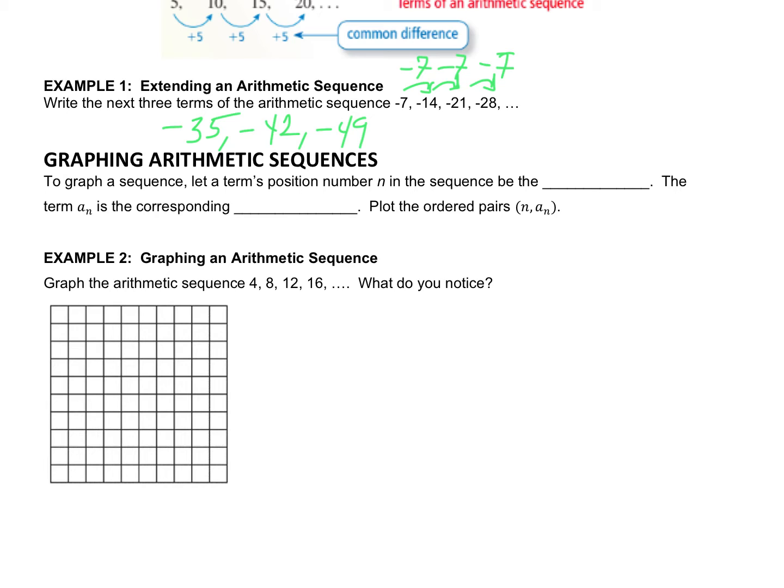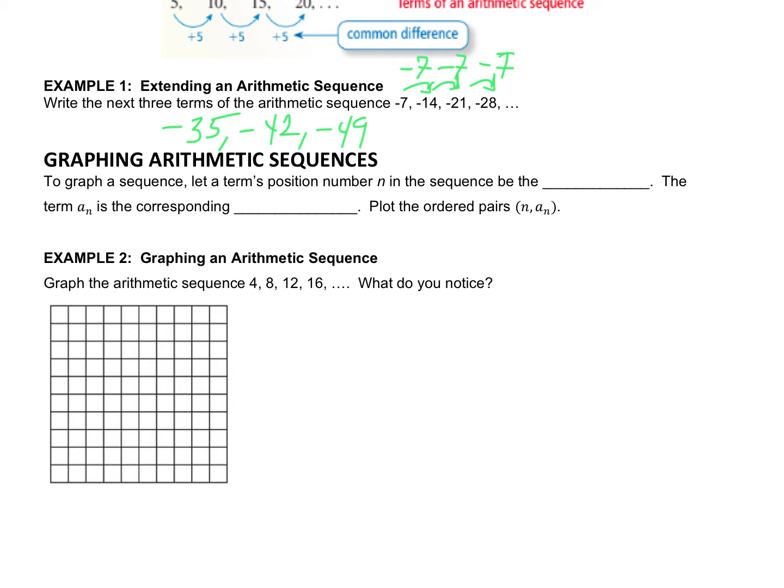So in this example, we're just asked to extend the arithmetic sequence we see. So you can see that we are going from -7, we're subtracting 7 to get to -14, we're subtracting 7 to get to -21, we're subtracting 7 to get to -28, which would mean the next three terms would be -35, -42, and -49.